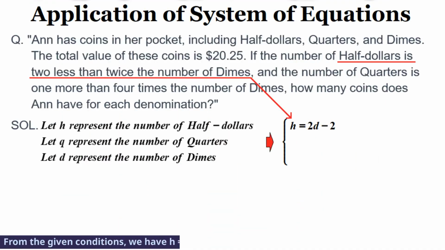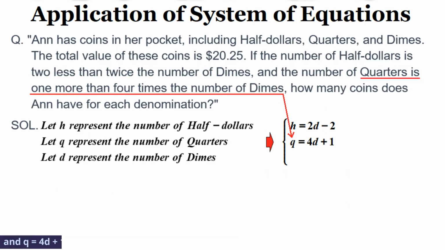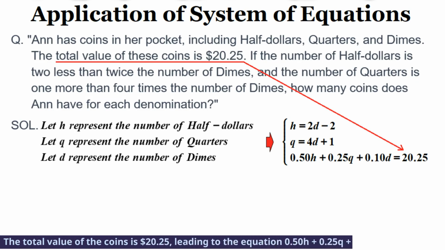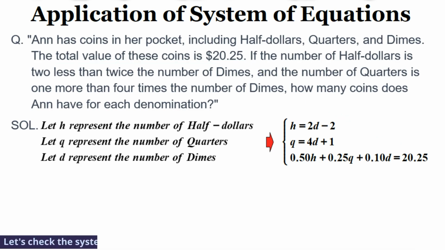From the given conditions, we have H equals 2D minus 2. And Q equals 4D plus 1. The total value of the coins is $20.25, leading to the equation 0.50H plus 0.25Q plus 0.10D equals 20.25. Let's check the system of linear equations.